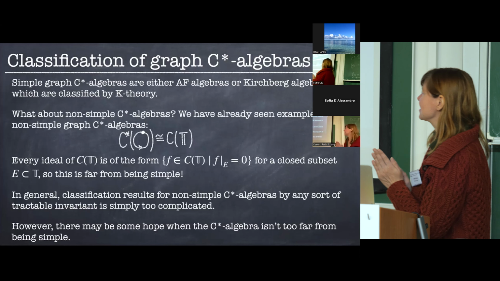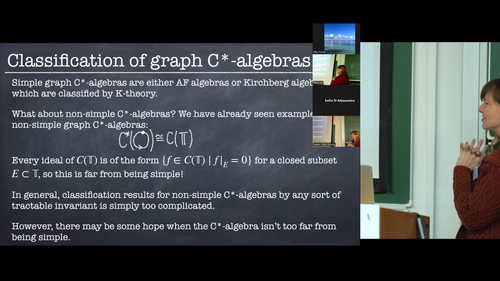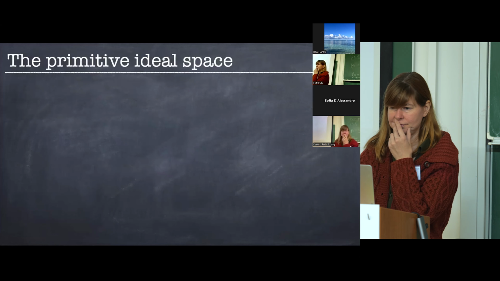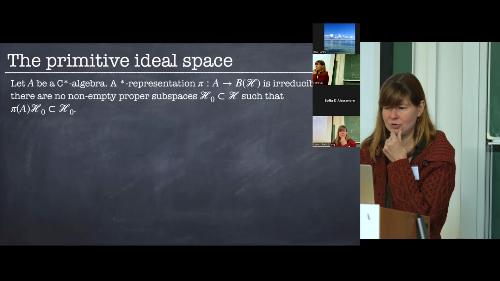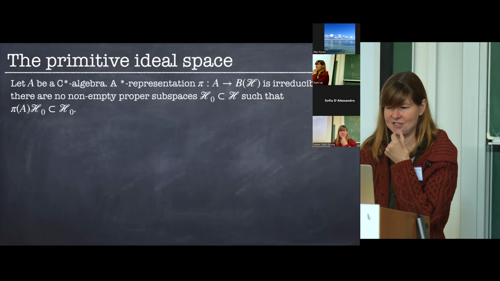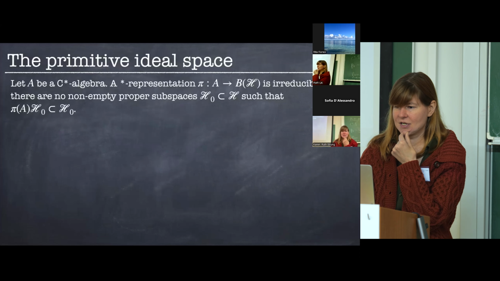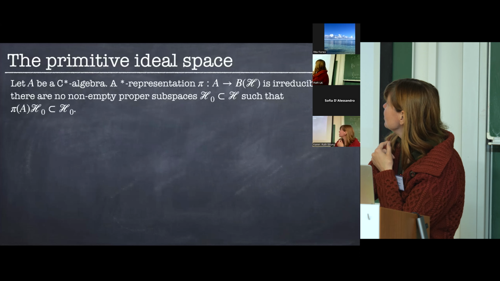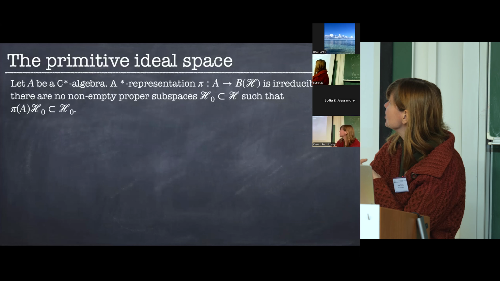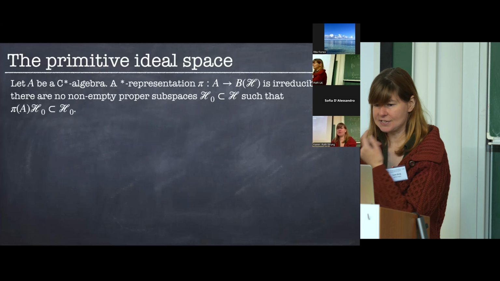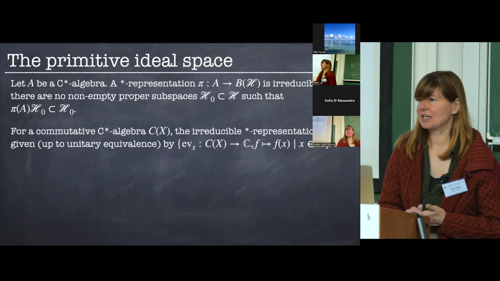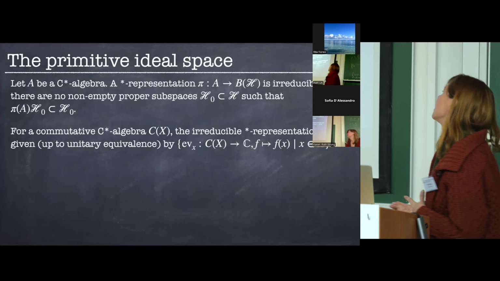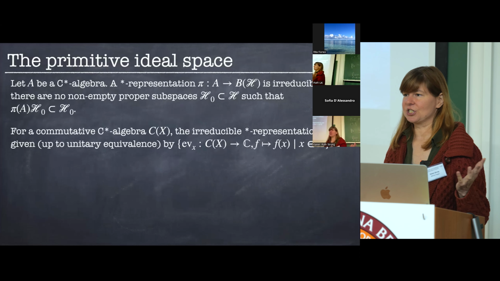But if we're asking for a C-star algebra that isn't so far from being simple, then maybe there's some hope. So for this, we want to look at the primitive ideal space of a C-star algebra. Whenever you have a star representation, you can ask if it's irreducible. This just means there are no non-empty proper invariant subspaces. And in the commutative case, every irreducible star representation up to unitary equivalence is just going to be evaluation at a point.